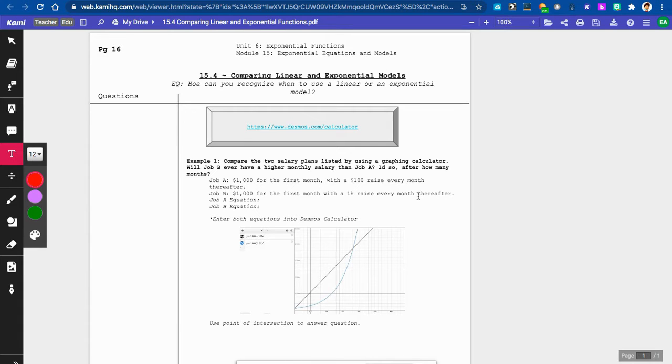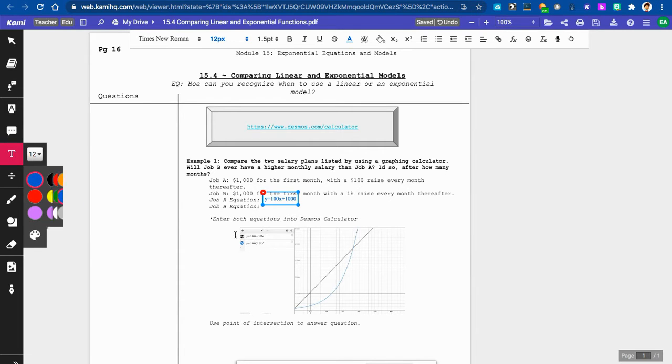So in order to do this, I need to have an equation for job A and an equation for job B. Now, if I notice job A, it's $1,000 for the first month with a $100 raise every month thereafter. That is a linear relationship because the $100 is constant. So I know my equation for job A is going to be of the form y equals mx plus b. So keeping that in mind, y equals, slope is how much it's constantly increasing, and we know it's increasing by $100 constantly. So I know slope's going to be 100x plus it starts at $1,000. Remember that y-intercept represents that start value. So there's my linear equation for job A.